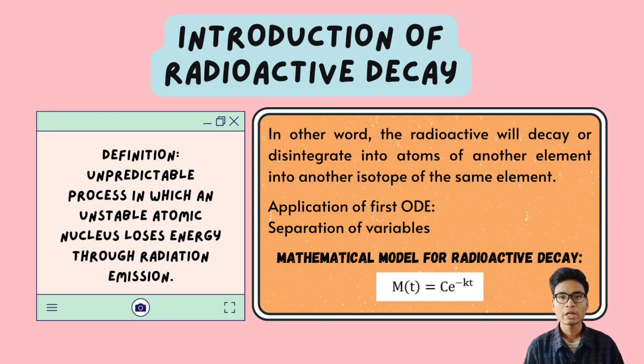The definition of radioactive decay is an unpredictable process in which an unstable atomic nucleus loses energy through radiation emission. In other words, the radioactive isotope will decay or disintegrate into atoms of another element, or another isotope of the same element. The application of first-order ODE toward radioactive decay is separation of variables, and the mathematical model for radioactive decay is M(t) equals C e to the power of negative kt.